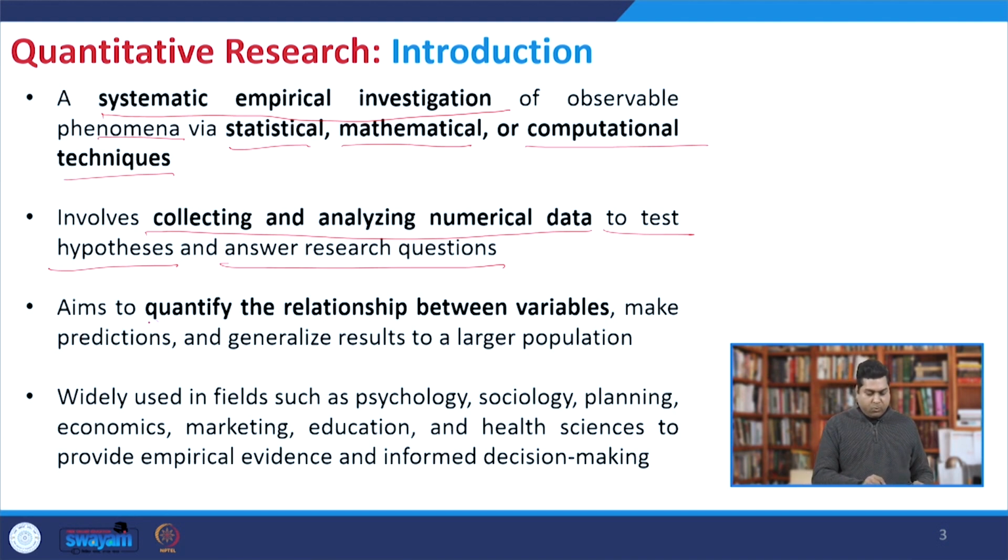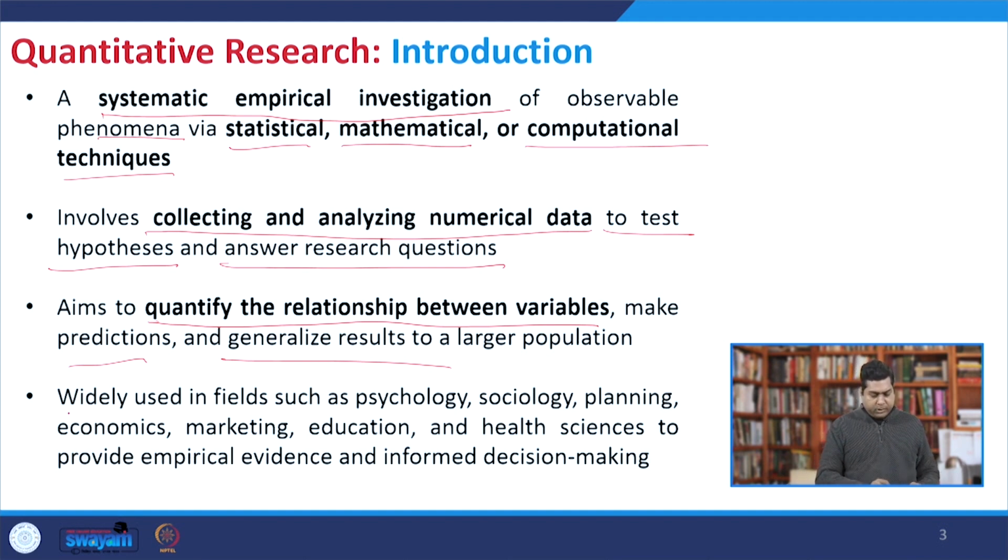It also aims to quantify the relationship between variables, make predictions, and generalize the results to a larger population. Because, as we discussed earlier, whenever we go for a sample survey, the sample is just a representation of the target population. So when you quantify some of the relationships, some of the correlations, then accordingly you can make certain predictions for the target population.